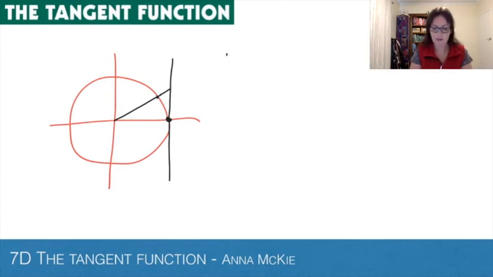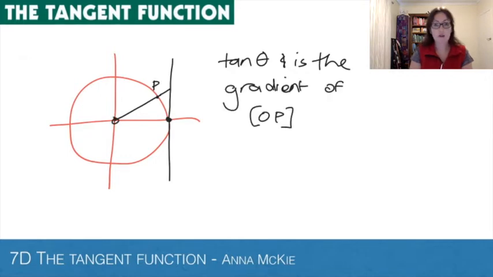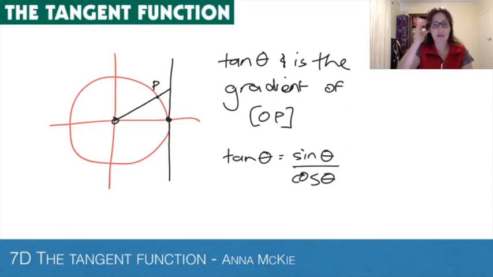And tan of theta is the gradient of the slope of the line OP. Also remembering that tan is sine over cos. We're not going to go into much depth now as to why this is the way it is, just remembering that the fact that sine over cos is a fraction actually comes from rise over run.